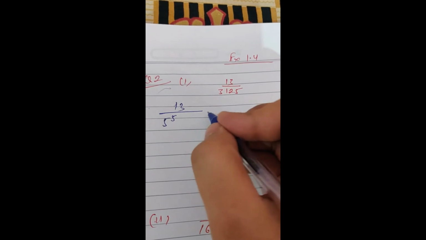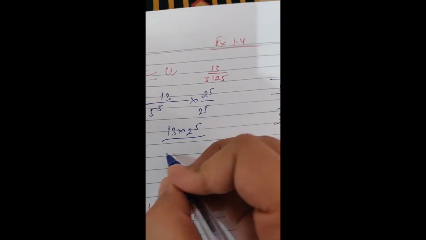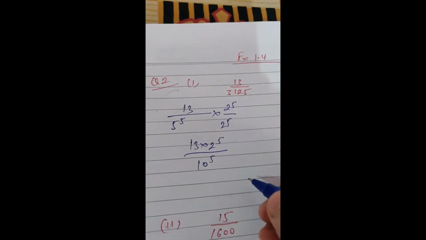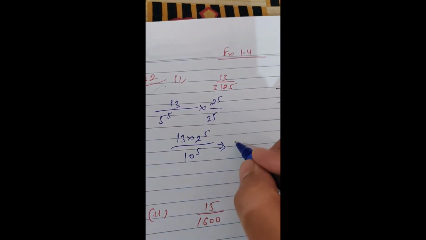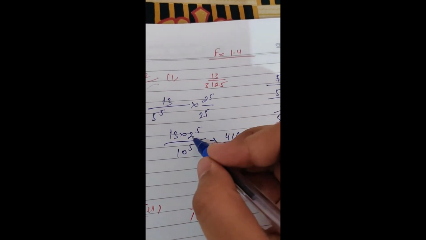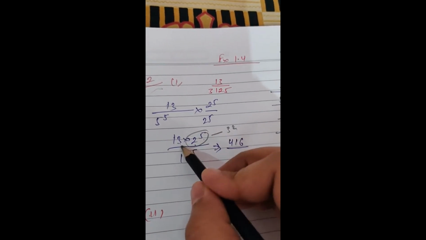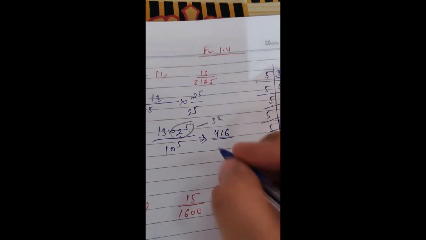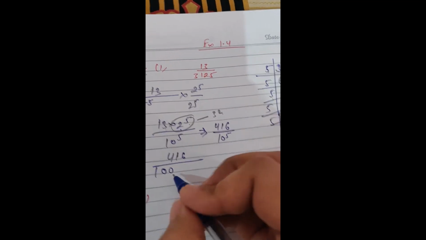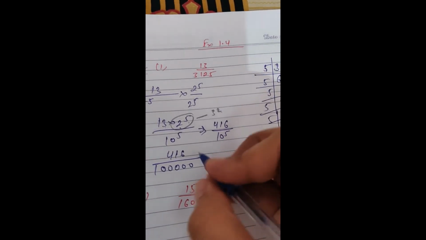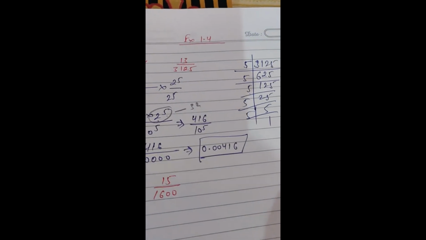So what you can do is multiply the numerator by 2 to the power 5 and the denominator by 2 to the power 5. So this is 13 into 2 to the power 5 upon 10 to the power 5. Now 13 into 2 to the power 5 will give you a result as 416, because we already know 2 to the power 5 is 32. So 32 into 13 will be 416 upon 10 to the power 5. You can also count like this: 1 2 3 4 5. So this will be 0.00416. This will be your result.